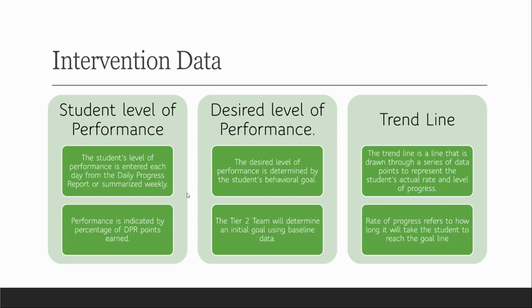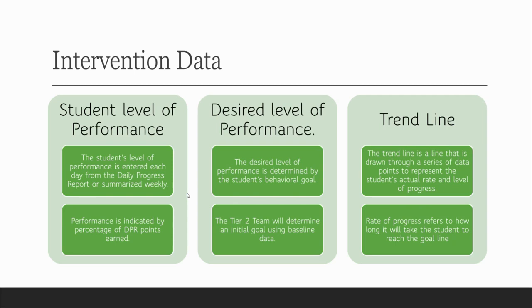So the student's level of performance is entered each day from those daily progress reports, or it's summarized weekly. Again, it depends on what process that team decides. Performance is indicated by percentage of daily progress report points earned. So that daily progress report, which we'll talk about in the next video, is going to let that team know if that student is responding to those interventions.